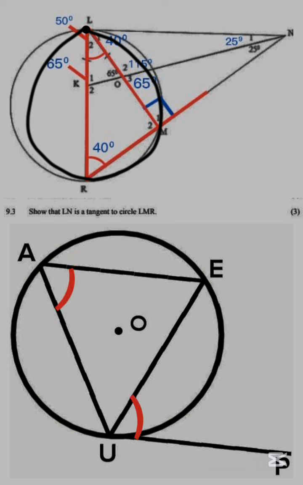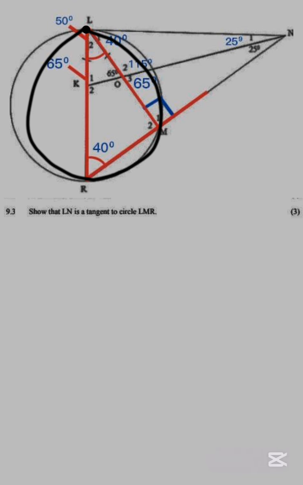Back to question 9.3. We must prove that LN is a tangent to the circle LMR. Okay, how are we going to do that? If we prove that angle L1 is equal to angle R, then LN is a tangent. In our diagram, angle L1 is equal to 40 degrees and angle R is equal to 40 degrees. They are equal, but we need to show how we found that. In question 9.2, we showed that angle L1 is equal to 40 degrees. So on this question, we only need to show how we found that angle R is equal to 40 degrees.